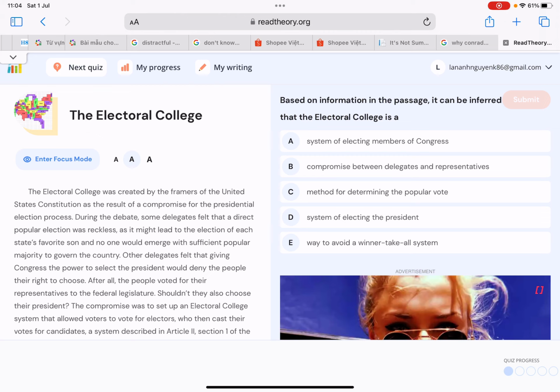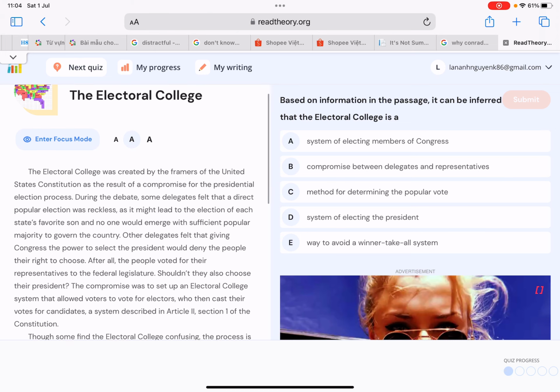The Electoral College. The Electoral College was created by the framers of the United States Constitution as the result of a compromise for the presidential election process. During the debate, some delegates felt that a direct popular election was reckless, as it might lead to the election of each state's favorite son, and no one would emerge with sufficient popular majority to govern the country. Other delegates felt that giving Congress the power to select the president would deny the people the right to choose.